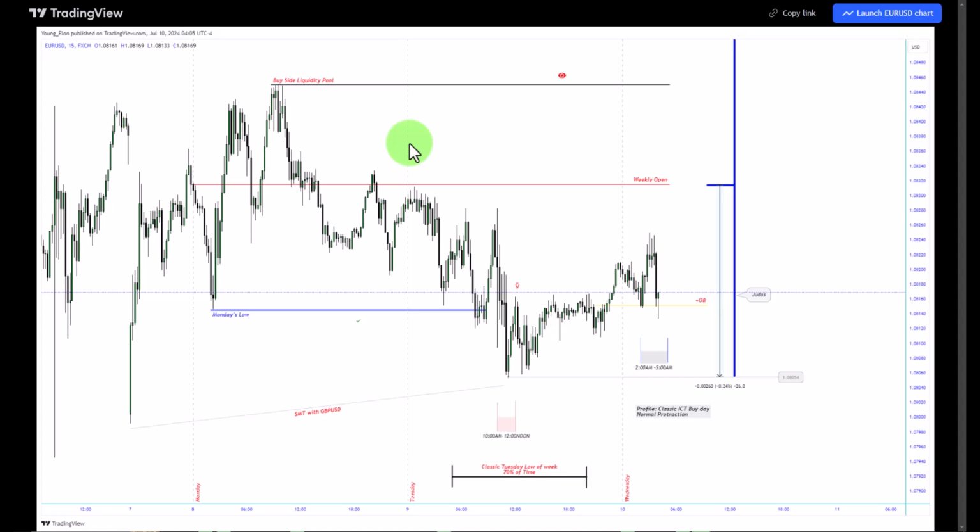I'm hoping you're having a good day. So I had this particular setup in mind whereby I expected the market to deliver above this particular buy side liquidity pool. And it's wise for you to understand the conditions in which you're trading in.